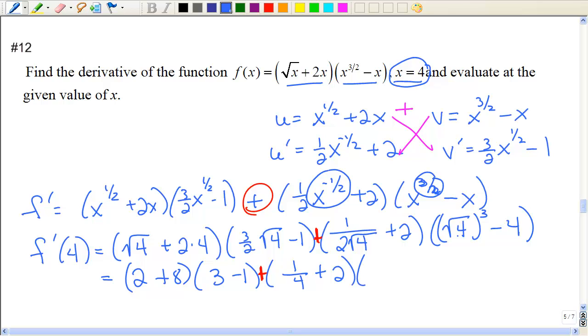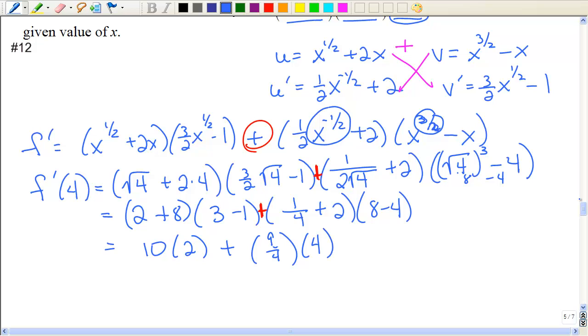Okay, the square root of 4 is 2, cubed is 8, minus 4, that's 4, so that's 20 is 28. Again, you're certainly welcome to use a scientific calculator to help you out, but you really should know that halves means square root, what the 3/2 power is, all of that.